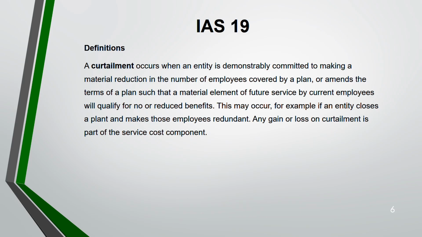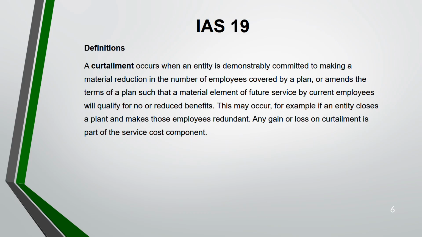This occurs when an entity is making a material reduction in the number of employees that will be covered by that plan, the pension plan. That means they are, let's say, laying off their employees, or they are amending the terms of the plan such that a material element of the future service by the current employees will qualify for no or reduced benefit. You can say a synonym for curtailment is reduction of employees that are going to get benefit of this plan. Either you are reducing it or you are amending the terms of the plan in such a way that now benefit will not go to so many employees.